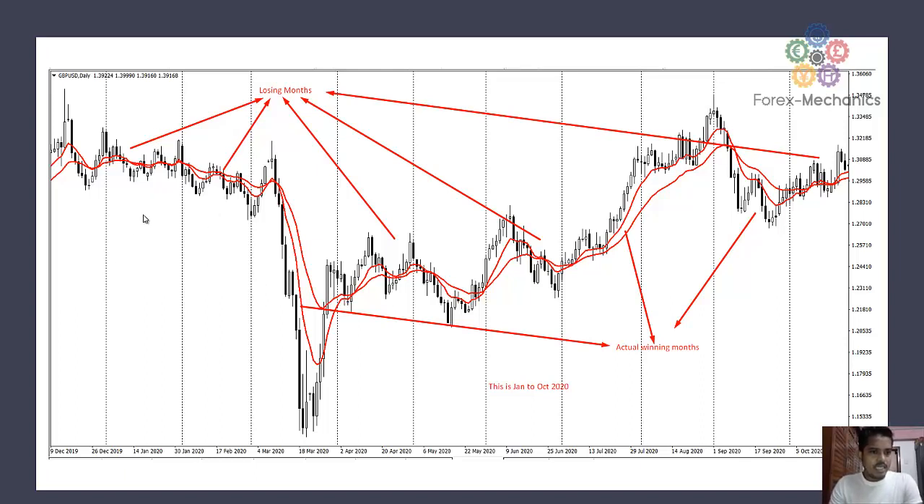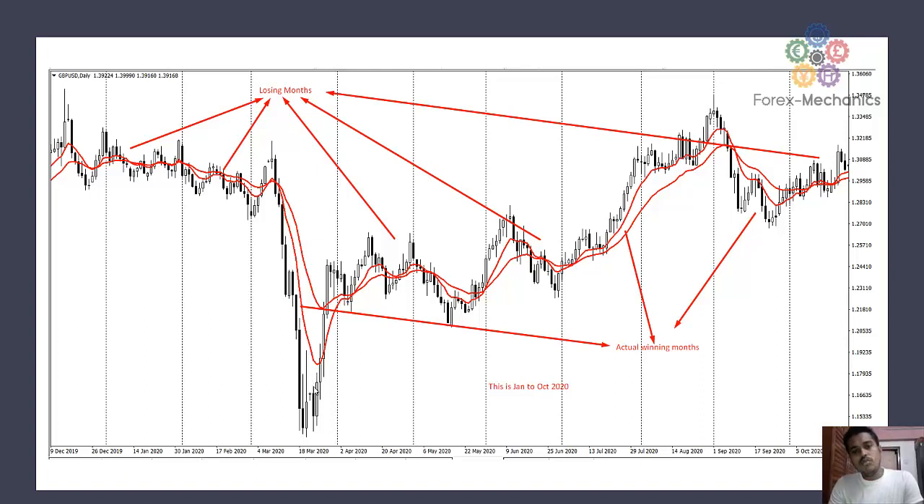Here you can see the month of Jan and the month of Feb, right? In Jan 2020 and Feb 2020, price was not really doing anything. You can see these two months here, price was in a tight range. That's the reason why, had you been only looking at the pound dollar, there are chances that you would have lost money. But then in the month of March, there was this nice short opportunity on the pound dollar.